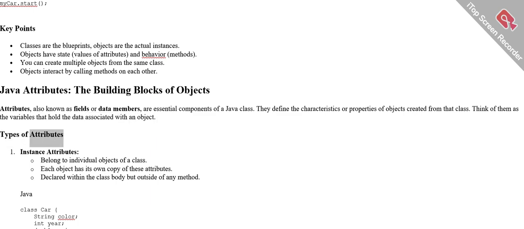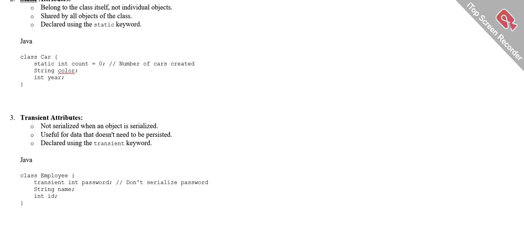Types of attributes. Instance attributes belong to individual objects of a class. Each object has its own copy of these attributes. Declared within the class body but outside of any method. Java. Class Car. String color. Int year. Double price.